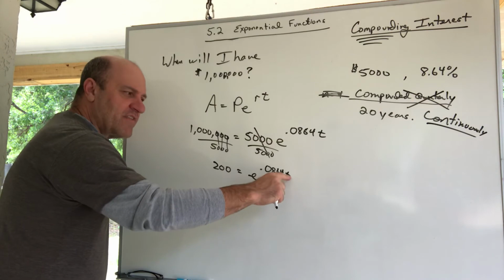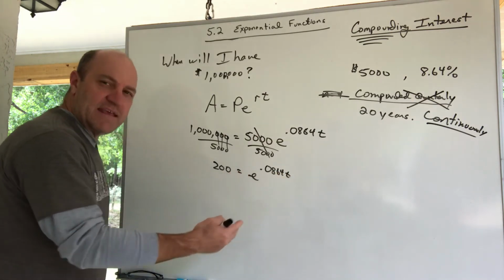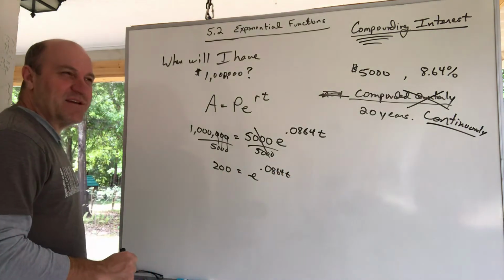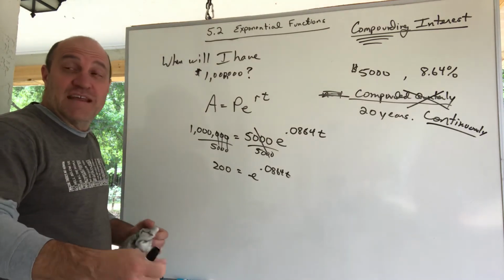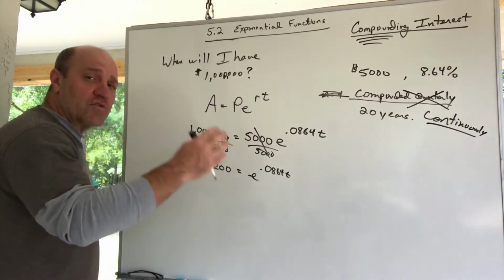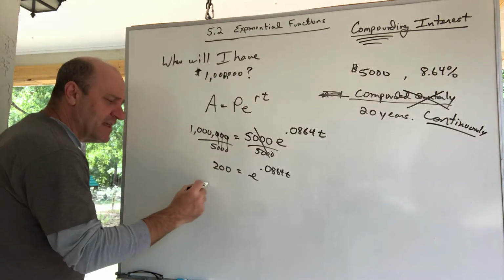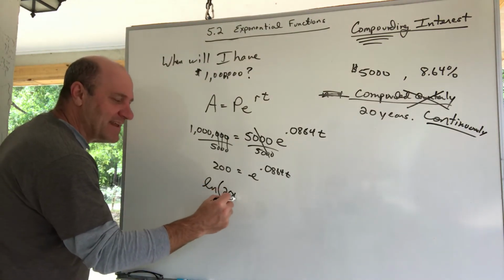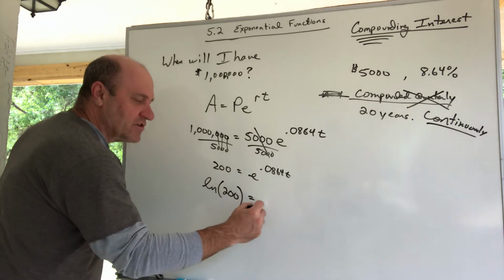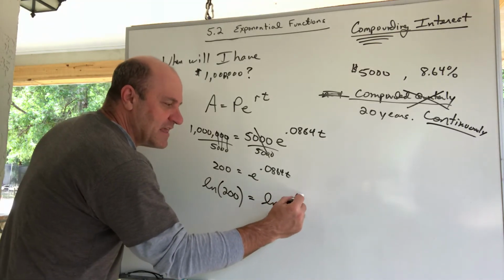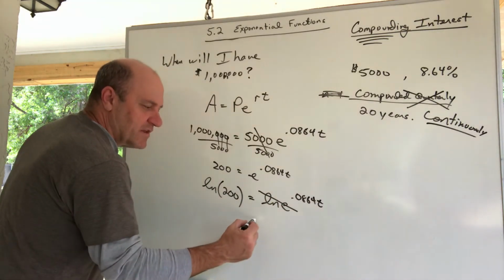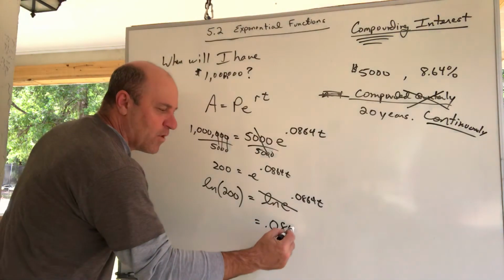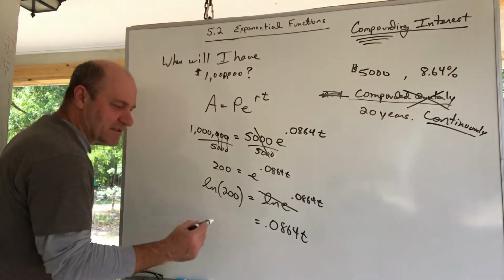Now I've got to undo the e. In order to solve for that t, I've got to get rid of the e. I taught you this a minute ago. You need the inverse of an e function. You need the natural log function. So you take the natural log of both sides. Even though I haven't taught you exactly what that is, it undoes the e function. The natural log of the e cancels out the e, and it leaves me with 0.0864 times t.